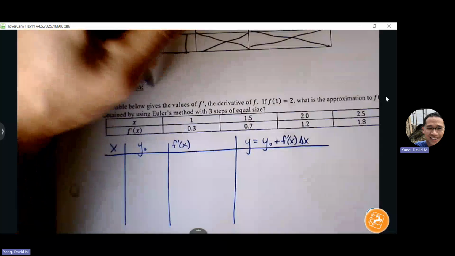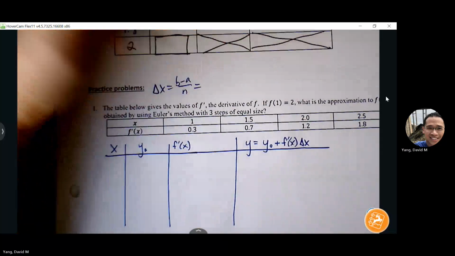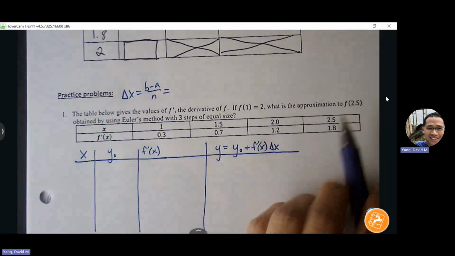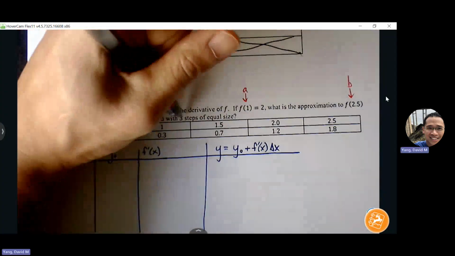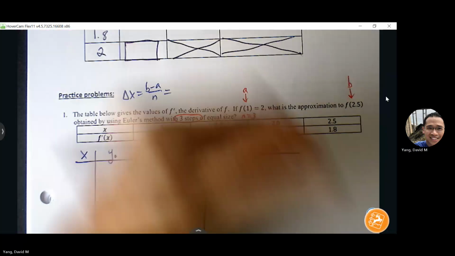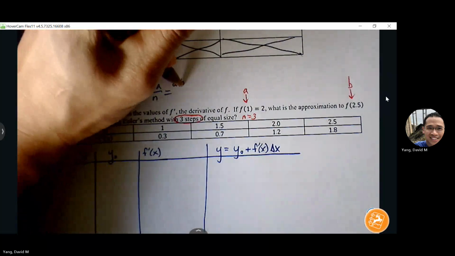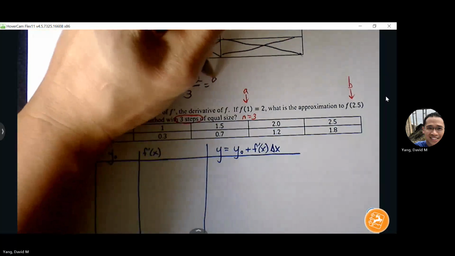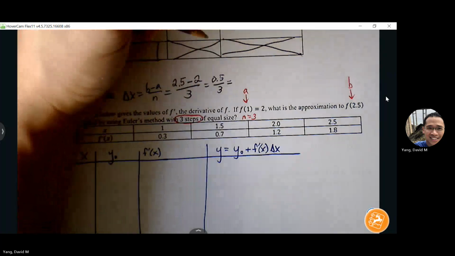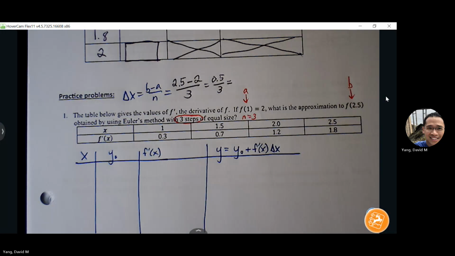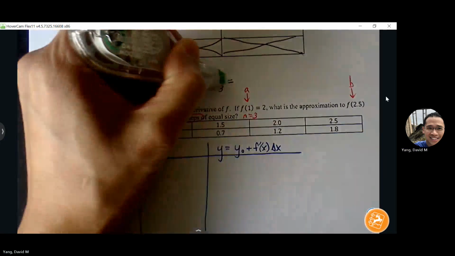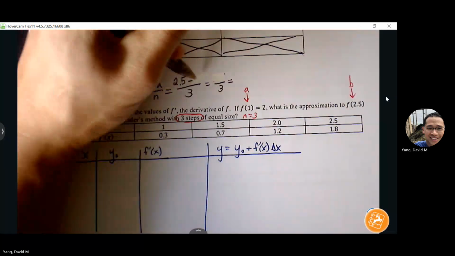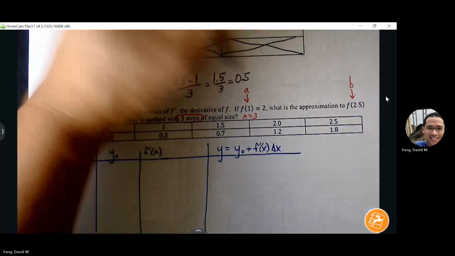Okay, let's find your delta x. Your delta x is b minus a over n. We're starting at 1 and we're ending at 2.5. So that's your a and b value. And then your n is the number of steps. Here we want 3 steps. Oops, sorry, 2.5 minus 1 is 1.5. My bad. Okay, so our step size is 0.5.